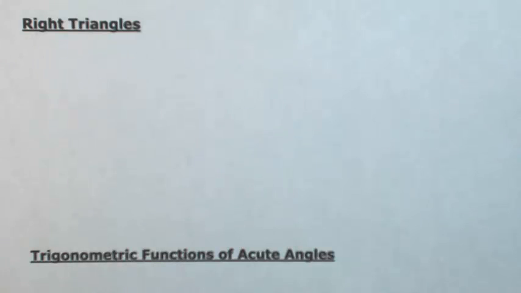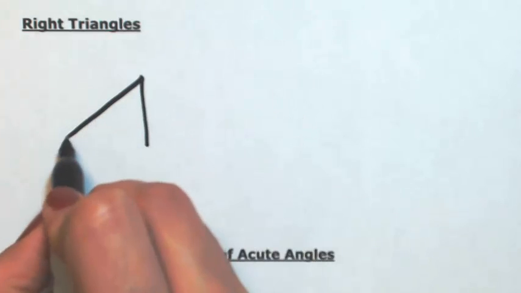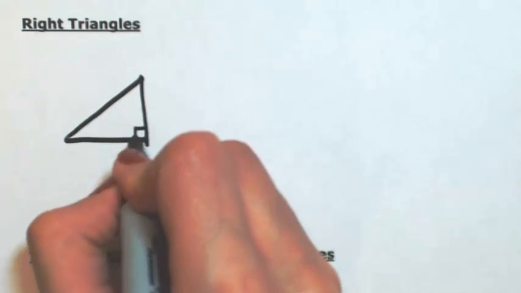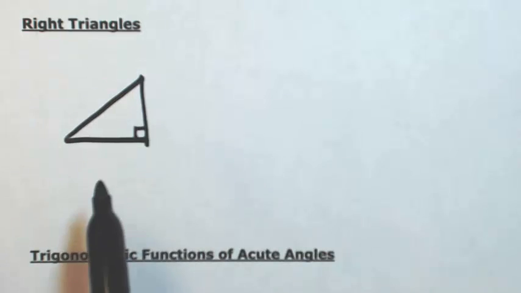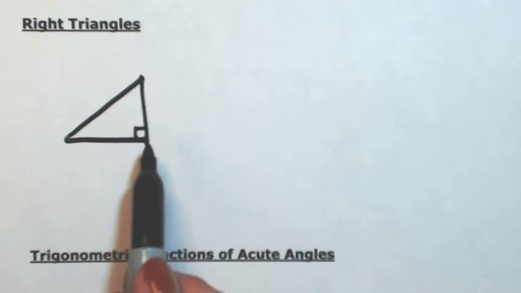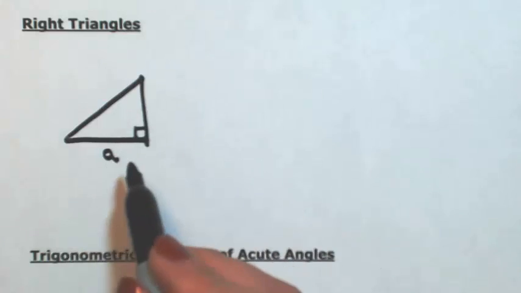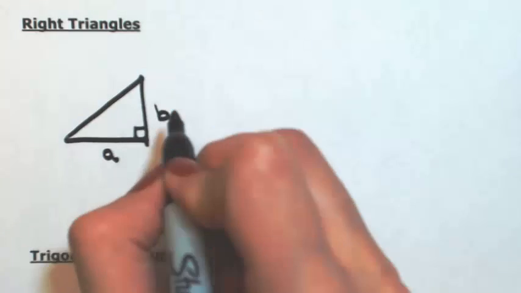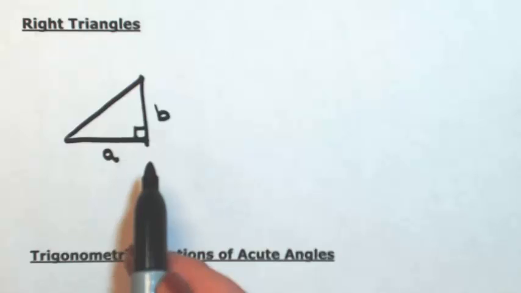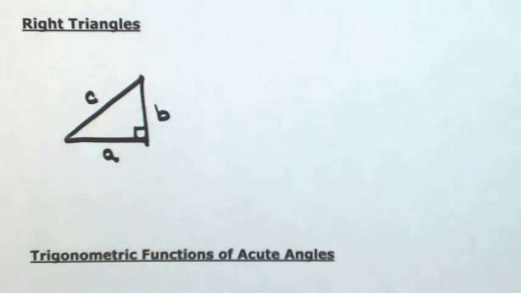Right triangles are triangles with a 90-degree angle. Let me call the bottom part of the triangle a leg. Let me call this A. And then the other leg, let's call that B. So then the side that's opposite that 90-degree angle, let's call that C.